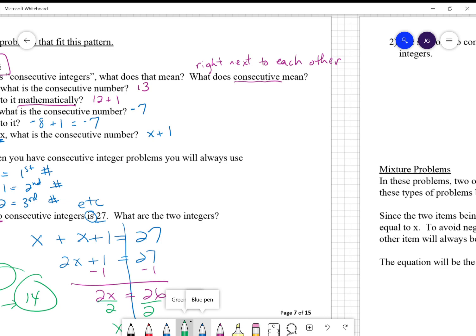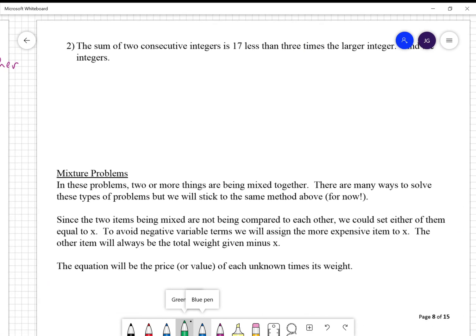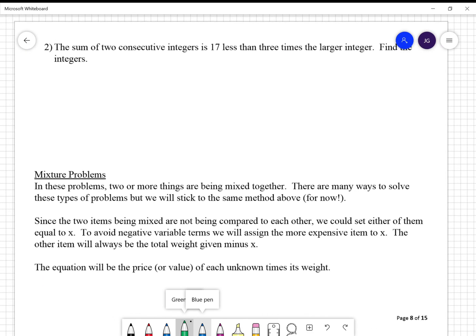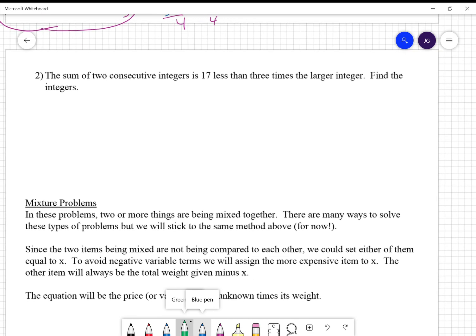Okay, let's look at another example. This one's going to be harder because the equation is harder. The sum of two consecutive integers is 17 less than 3 times the larger. Find the integers.